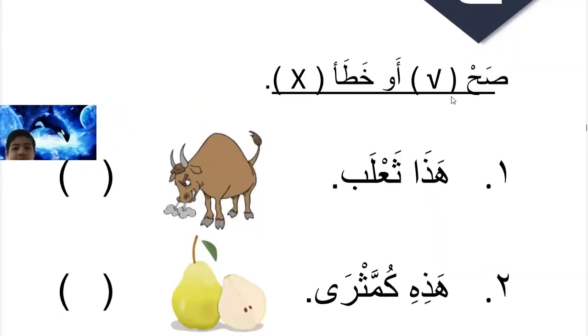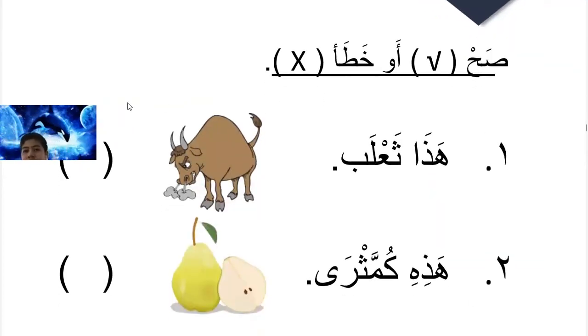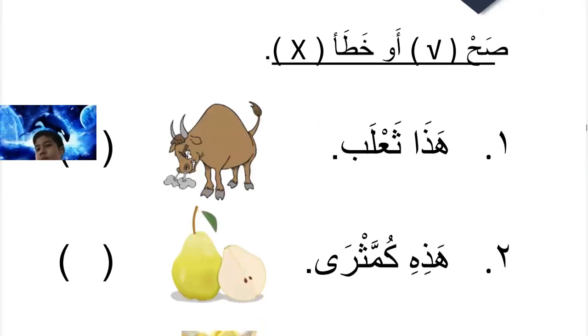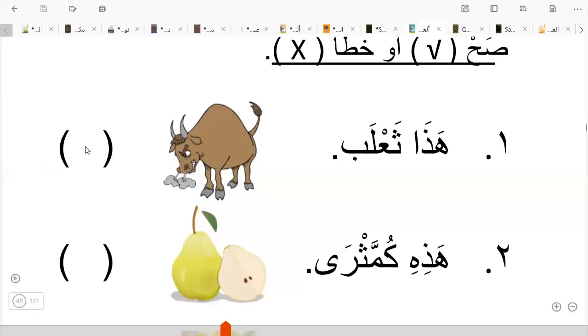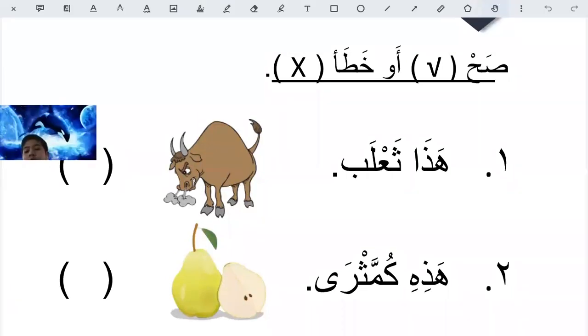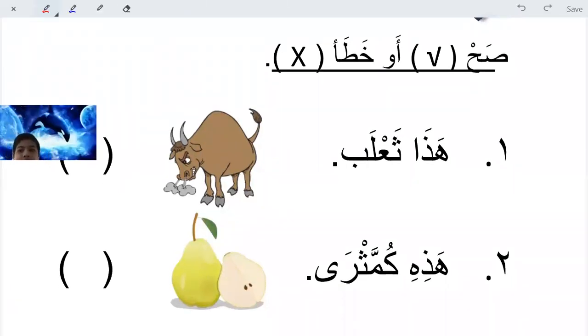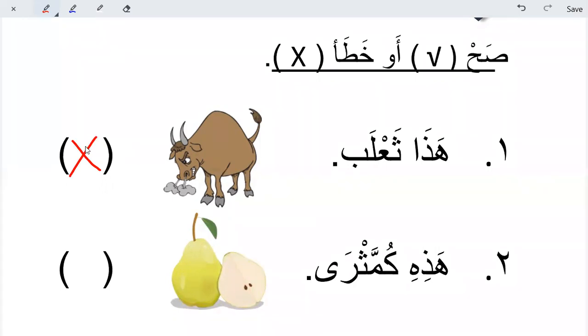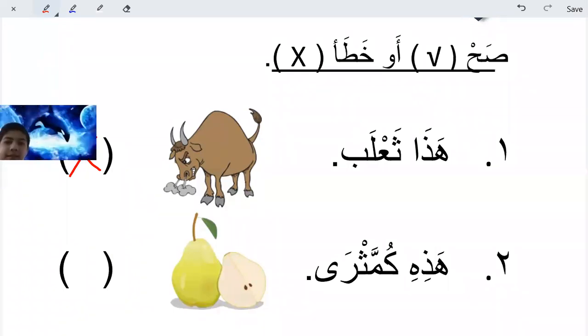Sah aw khata, correct or wrong. So you will tell me whether the sentence is correct or wrong. The first one: haza salab. This is khata. What is the meaning of haza salab? Salab is fox. So this is a fox and it is a wrong sentence.